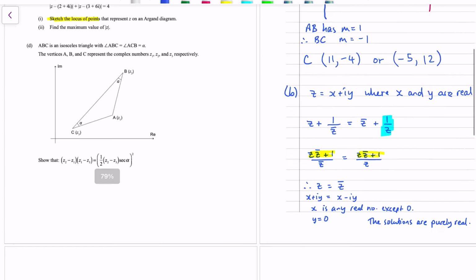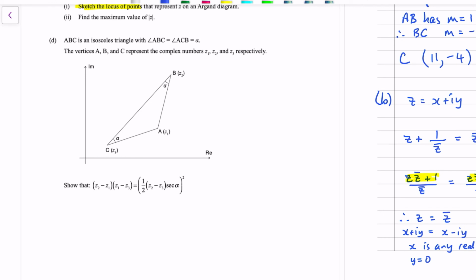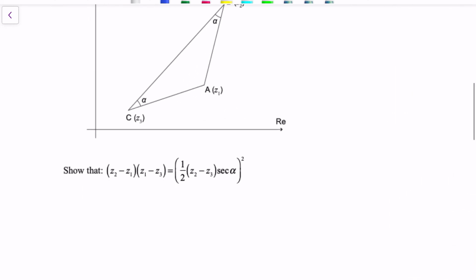Okay, question D, the hardest question in this exam in my opinion, involves an isosceles triangle with two angles that are equal to alpha, vertices A, B and C represented by complex numbers z1, z2 and z3, and we need to prove this result. The first thing to notice is that when you've got this left hand side here, z2 minus z1 is a complex number because z2 and z1 are complex numbers. So we could say z2 minus z1 is equal to some complex number r cis theta. The reason I'm doing polar form is because there's angles and geometry involved, but the question is, where does the r and the theta relate to the diagram?